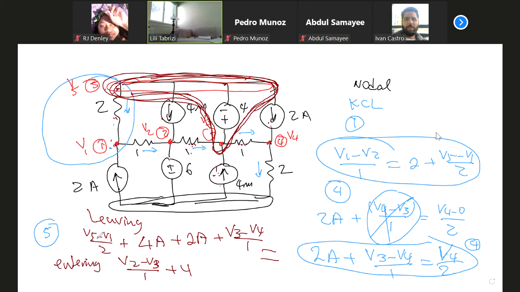Any other question? How is V3 minus V4 over 1 leaving? This is the current leaving, right? Is it leaving or entering? The current here. According to the arrow, it's leaving. Okay, leaving from where to where? From V3 minus V4, divided by 1 ohm. Okay, got it. Thank you. Any other?